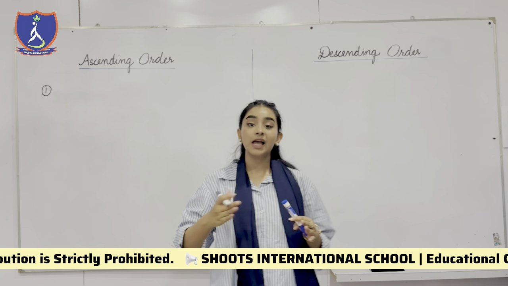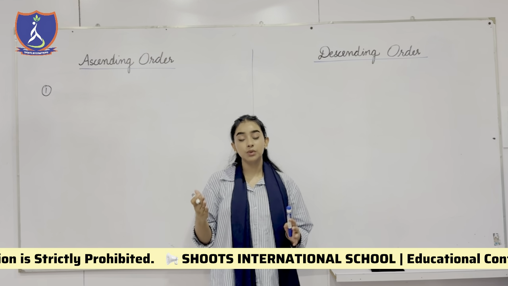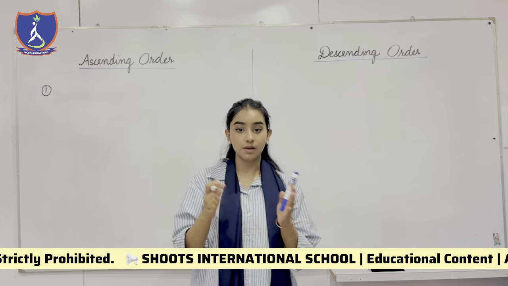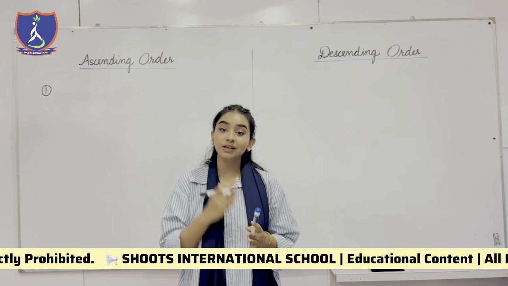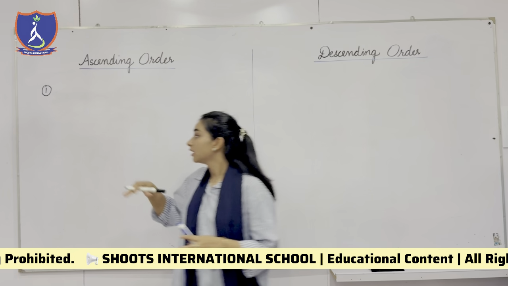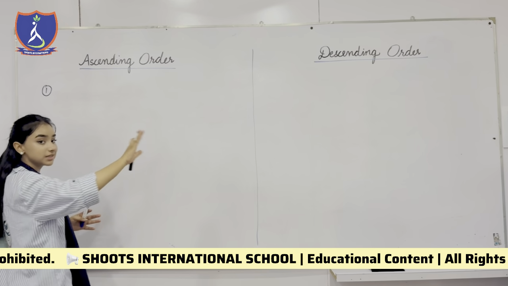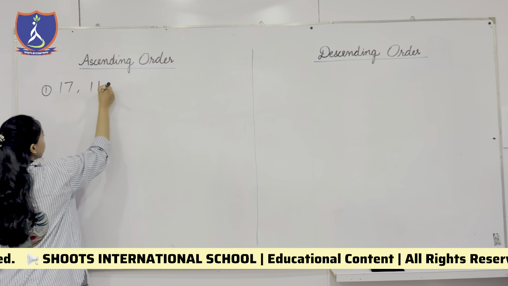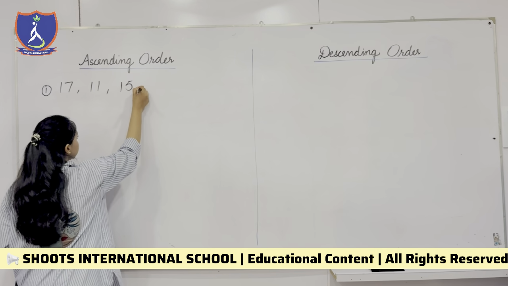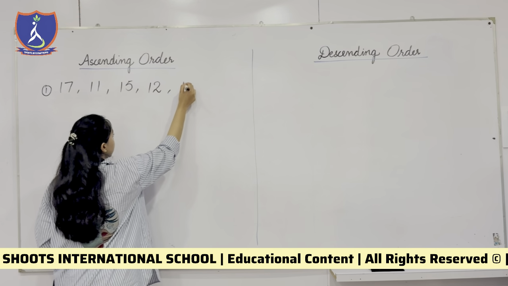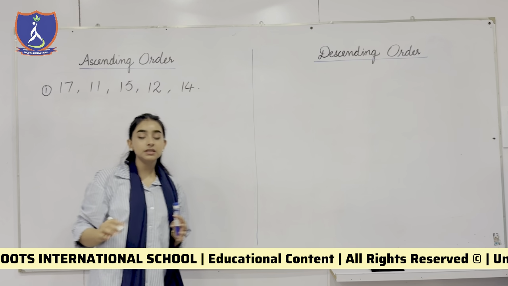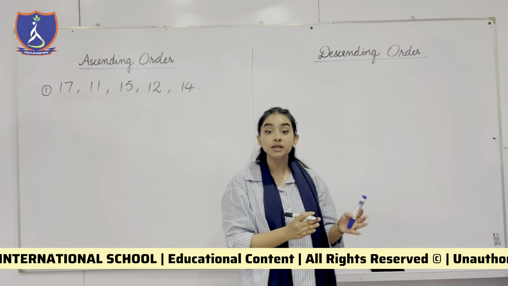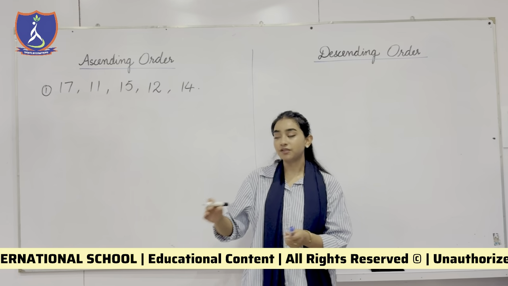Family means, in the counting numbers, we have the family of 1, the family of 2, the family of 3, the family of 4, in which the tens remain the same, right? Now we are going to take the numbers from the same family. Like we are going to take number 17, number 11, number 15, number 12, and number 14. These are the numbers that are from the same family. They belong to the same tens, the same family.